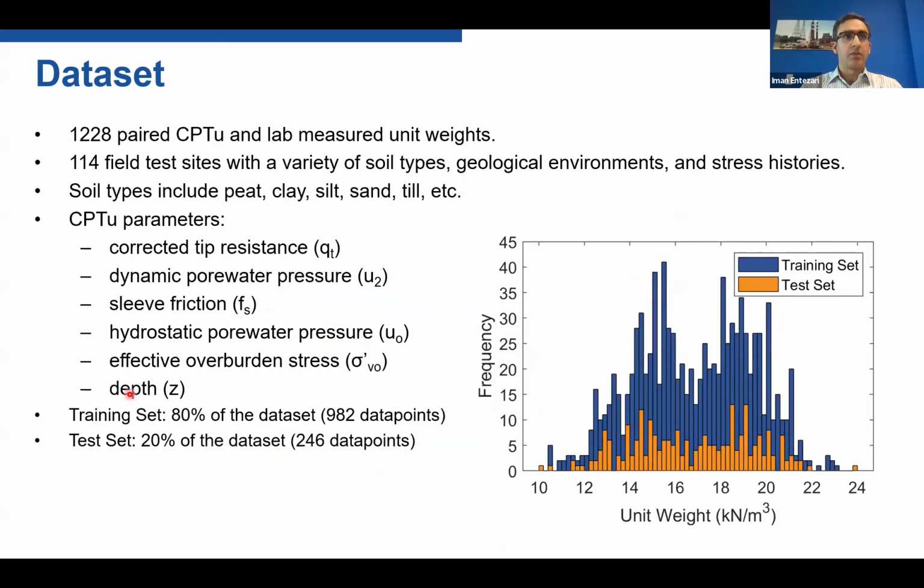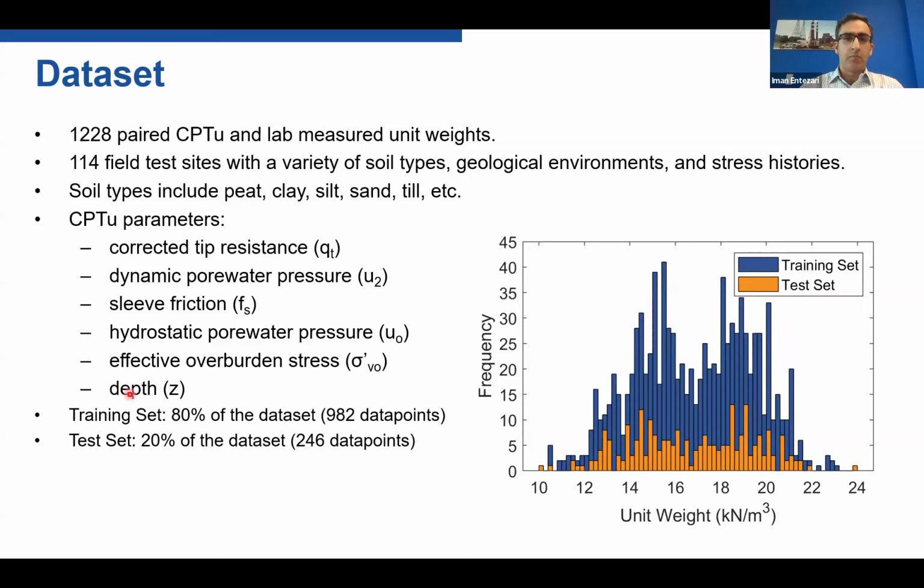So the data set included more than 1,200 paired CPT and lab measured unit weights from soil samples. The soil samples were from 114 field test sites with a variety of soil types, geological environment, and stress stories. And the soil types included peat, clay, silt, sand, etc. The CPT parameters that we had included basically tip resistance, dynamic pore water pressure, slip friction. For this data set, we had hydrostatic pore water pressure, or U0. Effective stress was also available, and then we have the depth for the CPTs and obviously samples.